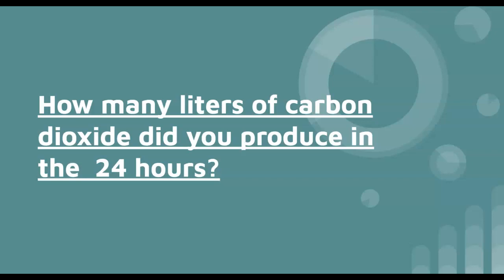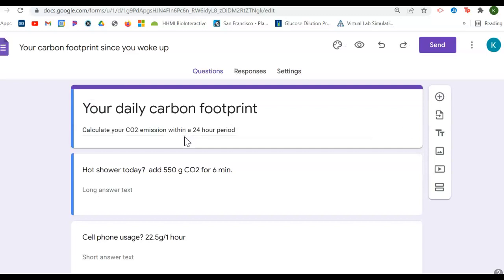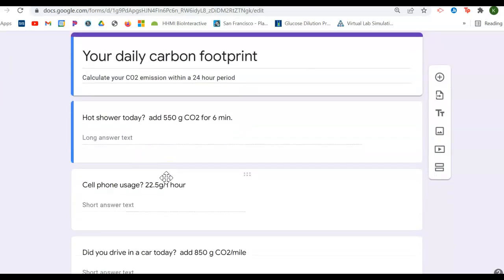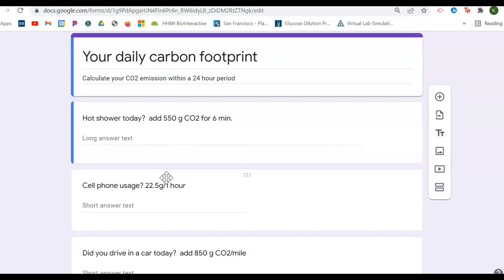All right, next piece is how many liters of carbon dioxide did you produce, okay? And so what you're going to be doing is you're going to click this document, and on a separate sheet of paper, you are going to determine how much carbon dioxide you emitted in the last 24 hours. So take your class time, what time it is right now. Think back to yesterday at that time, and think of all the activities you have done and answer the questions accordingly. So within the last 24 hours, do you normally take a shower? If you do, how long is that shower?